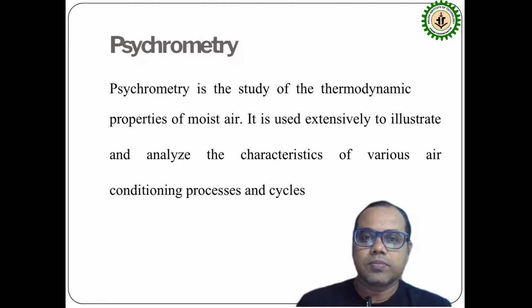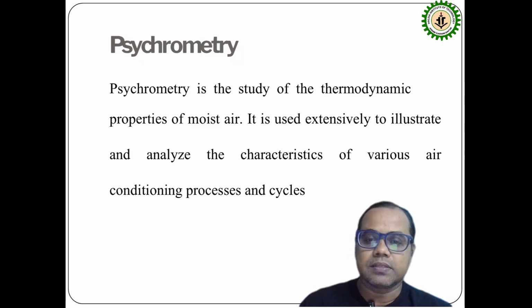Psychrometry means what? What is psychrometry? Psychrometry is the study of the thermodynamic properties of moist air. It is extensively used to illustrate and analyze the characteristics of various air conditioning processes and cycles. Psychrometry has great application in the food processing industry, where we evaluate different calculations regarding drying, refrigeration, and air conditioning. So this has great application for calculation.